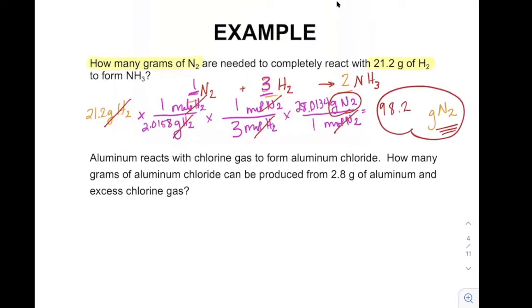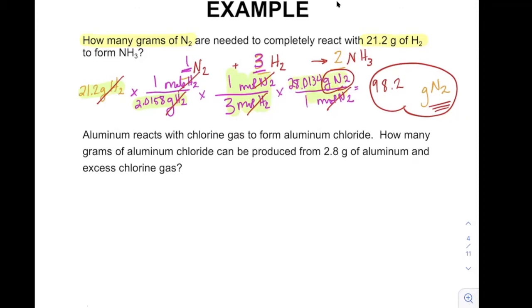So if I quickly recap what I did, we had mass, we used molar mass to get to mole, and then we used our mole to mole ratio from the balanced chemical equation to get from hydrogen to nitrogen, and then we used molar mass to get back to grams.